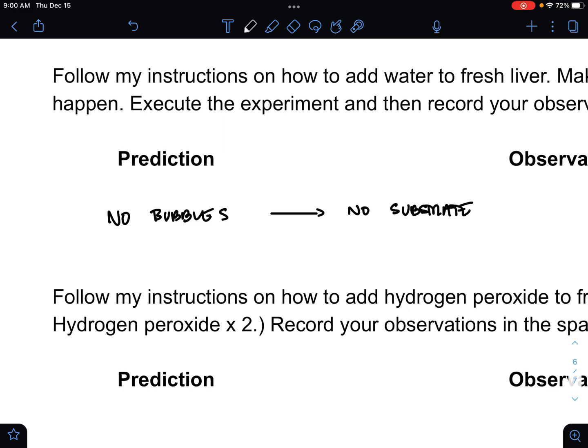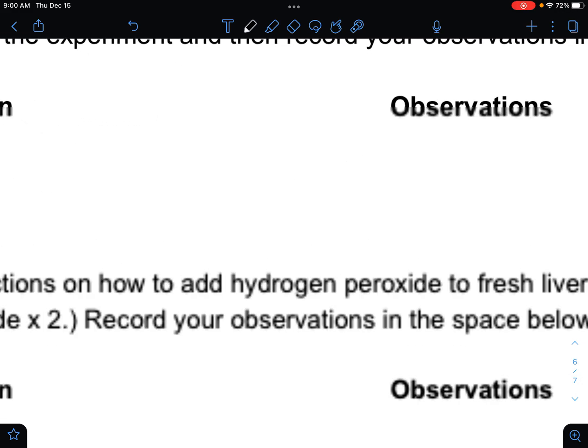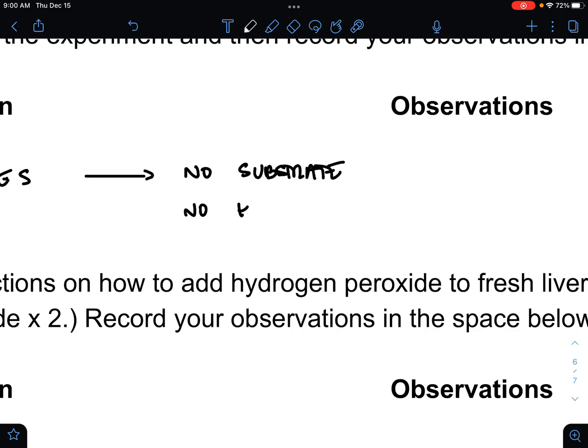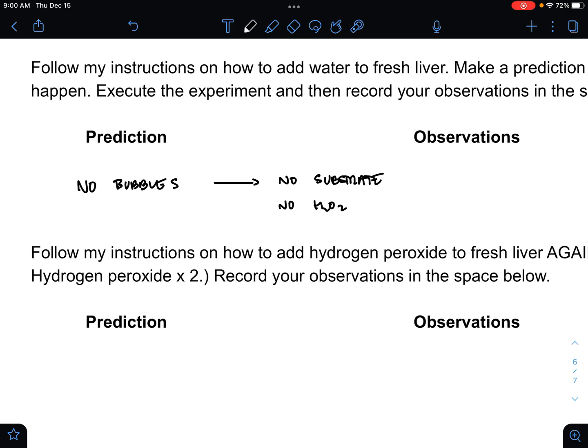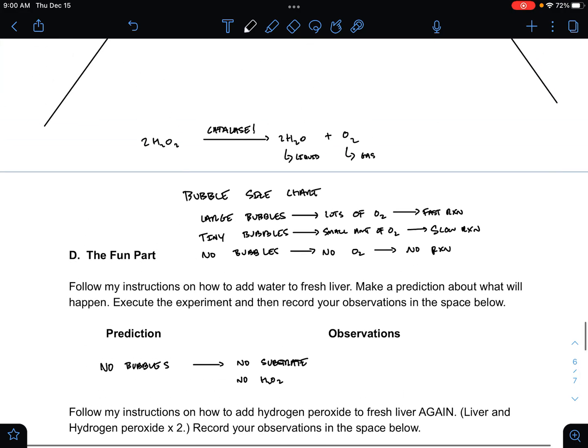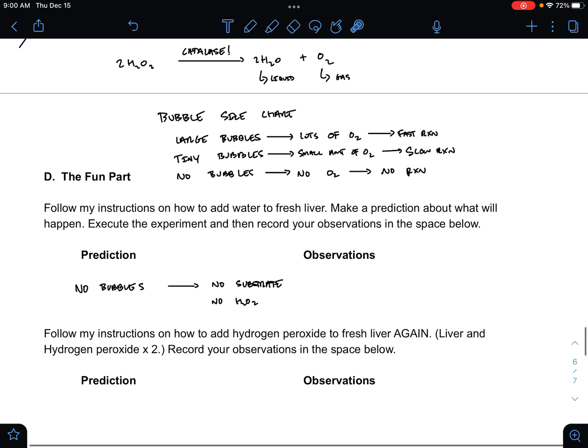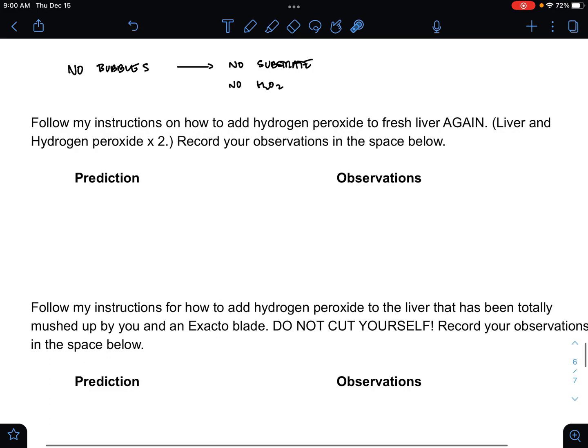Without the presence of H2O2, the reaction cannot take place. Because remember, catalase catalyzes the decomposition of H2O2 to water and oxygen. So without the presence of hydrogen peroxide, there will be no gas, so no bubbles. Okay, second round. We added liver to hydrogen peroxide and we did it 2 times.